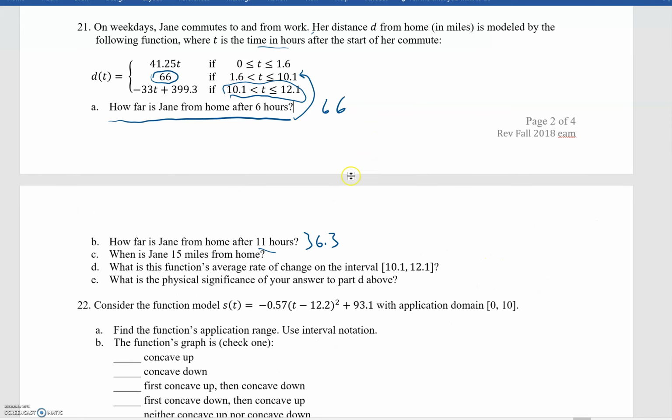Okay. So there is part C. So part C was a little more involved. We actually had 2 things to consider.